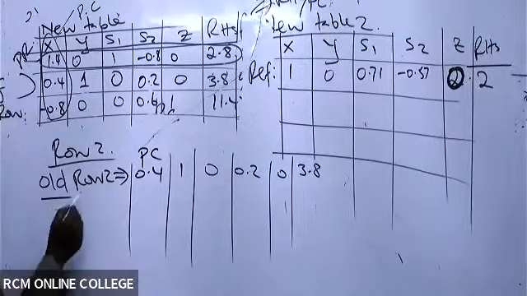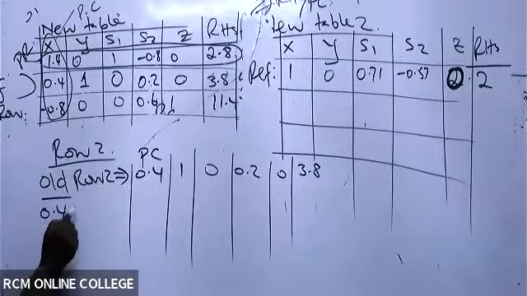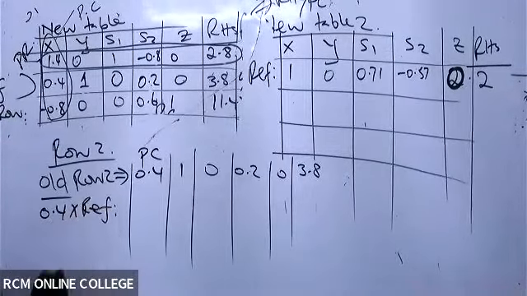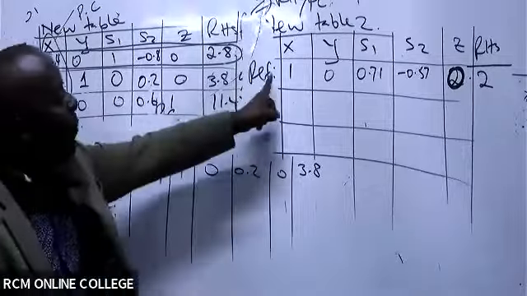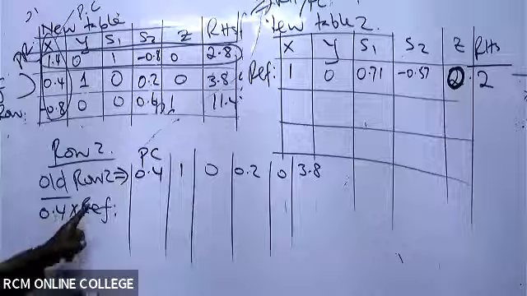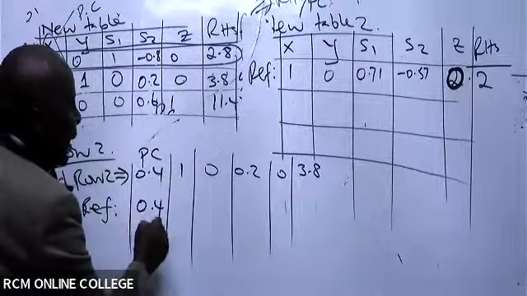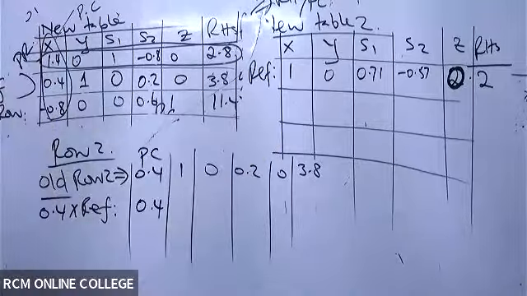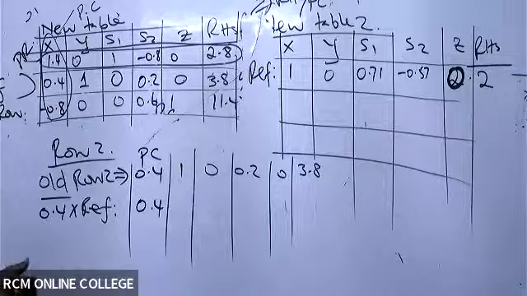So I'll come and say minus. I pick this PC 0.4 times the reference. So you take 0.4 and multiply all these numbers with 0.4. So we say 0.4 times 1. Nipatie answers zote kwenda huko oye.